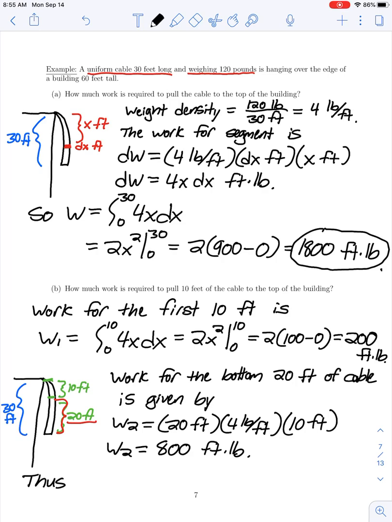So to get our total work needed to pull the first 10 feet of cable to the top of the building, we would sum the work for just the initial 10 feet of cable and add the work required to lift the bottom 20 feet of cable a distance of 10 feet, and we see that we get 1,000 foot-pounds.